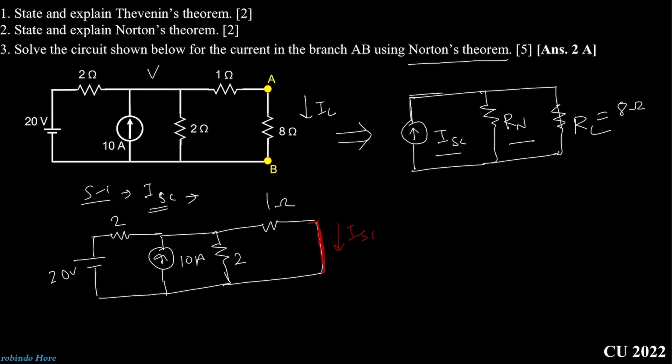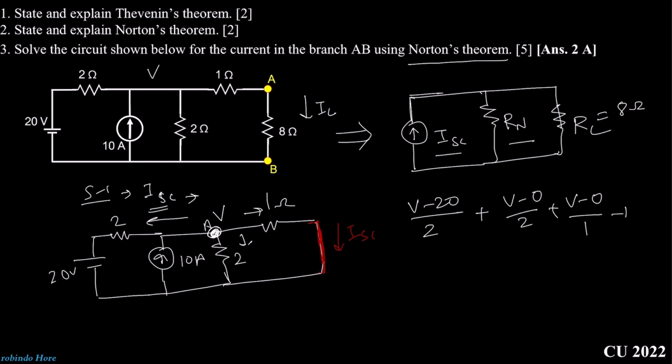So what we need to do? Very simple, just apply KCL at this point. Assume that the voltage at this point is V, and that voltage is higher than all other voltages in the circuit. Why? Because if we do so, then all the currents will be outgoing from this node. So let's apply KCL at point A. We can write down (V minus 20) by 2 plus (V minus 0) by 2 plus (V minus 0) by 1 minus 10 amps equal to 0. Why minus 10? As this 10 amp is the current source and the direction is inward.